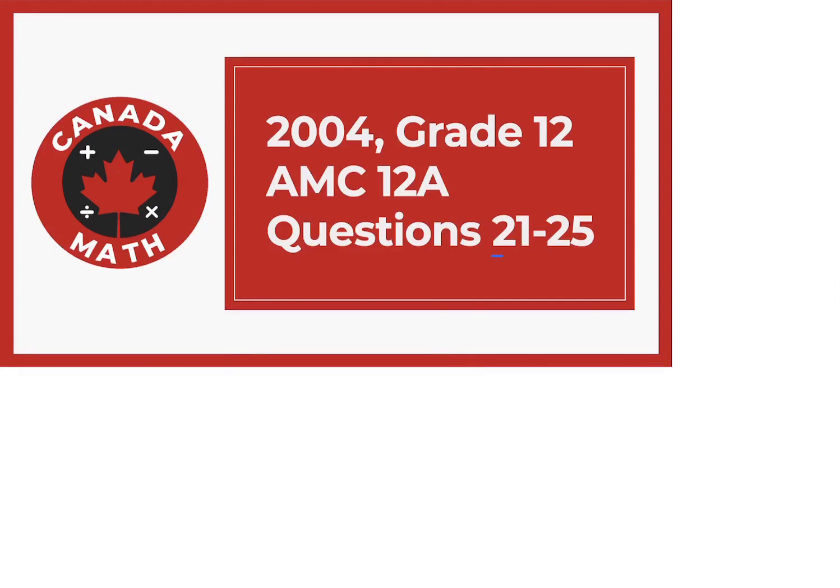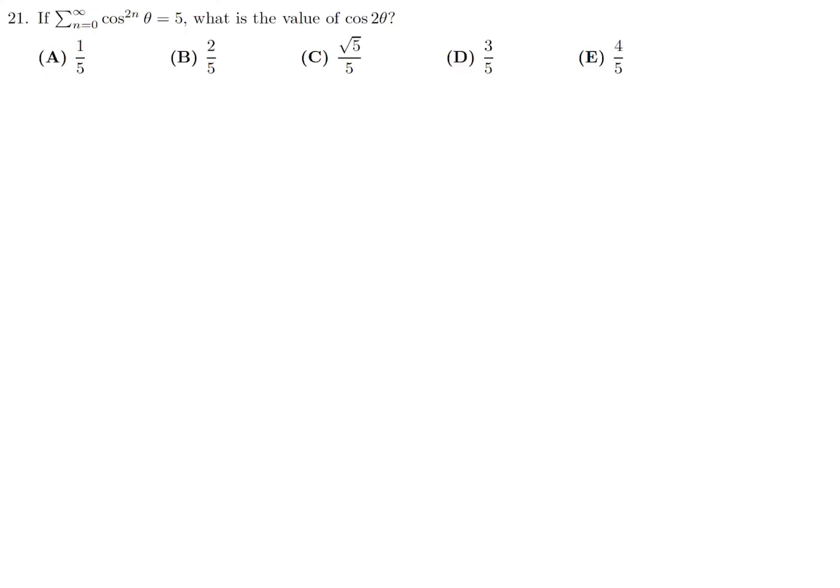Questions 21 to 25 on the 2004 grade 12 AMC 12A. If the sum from n equals 0 to infinity of cos theta to the power of 2n is equal to 5, what is the value of cos 2 theta? So we have the sum from n equals 0 to infinity of the cos of theta all to the power of 2n is equal to 5.